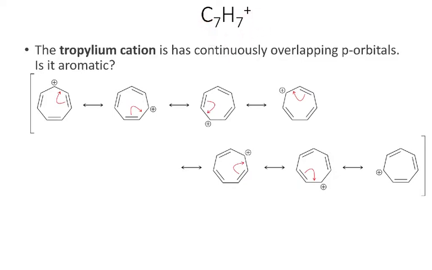And so we might expect that C7H7 plus would be aromatic. So it certainly meets the first criteria. We have a ring with overlapping p orbitals, as evidenced by all of these resonance structures that we can draw. And if we look at the number of pi electrons, we have 2, 4, 6. And so that's Hückel's number. So this absolutely seems to meet the criteria for aromaticity. And in fact, this ion is aromatic.